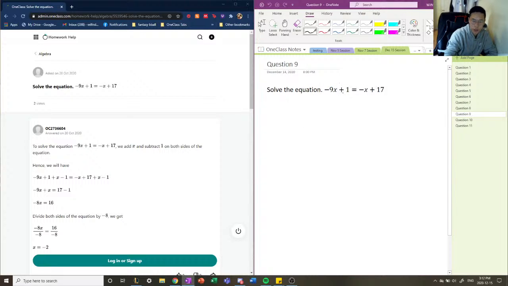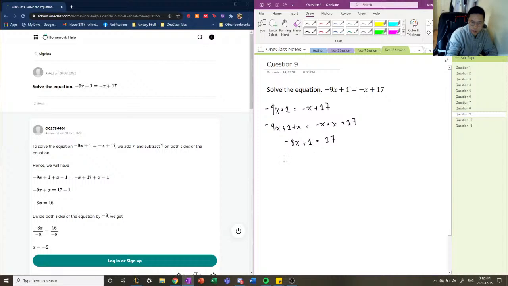By doing that, we're going to move all the x values to the left-hand side and all the constants to the right-hand side, and then isolate for x. So we're going to simplify the left-hand side until we only have x. Okay, so we have negative 9x plus 1 equals negative x plus 17. The first thing is we want to move all the constants on one side and all the variables on the other. So we're first going to add x to both sides. We add x to both sides, we get rid of this negative x on the right-hand side, so we get negative 8x plus 1 equals 17.